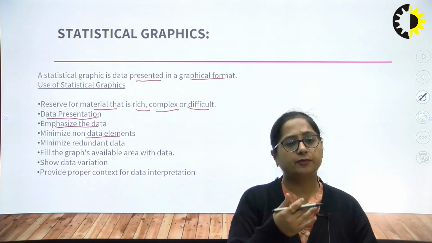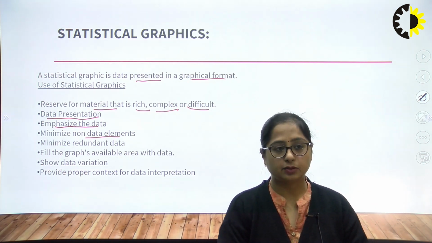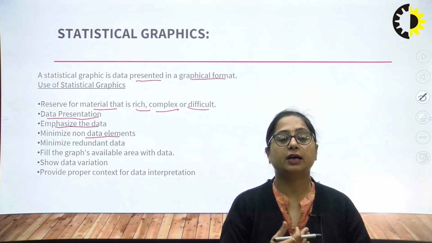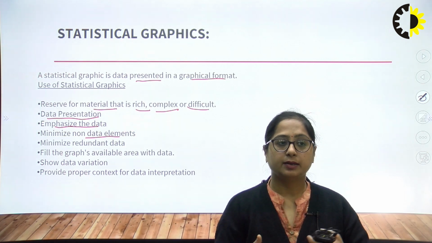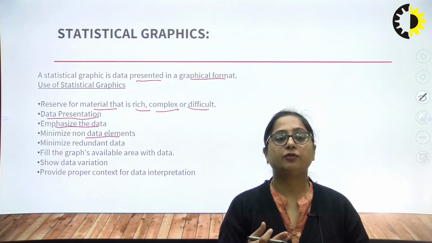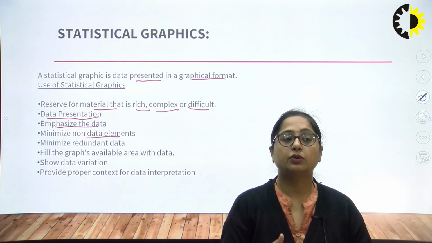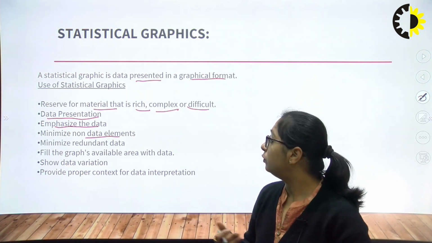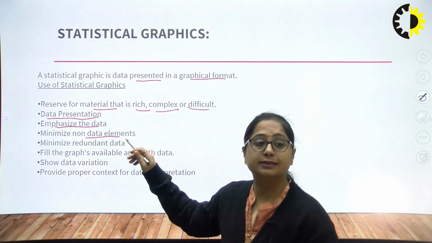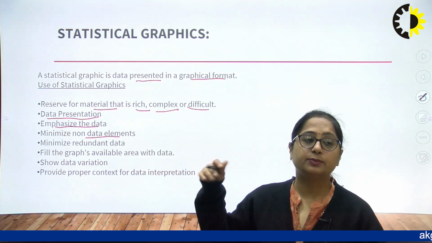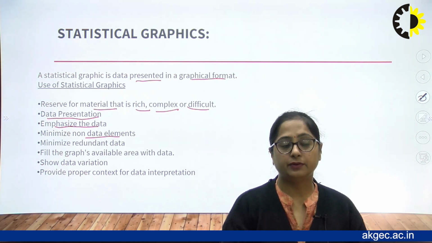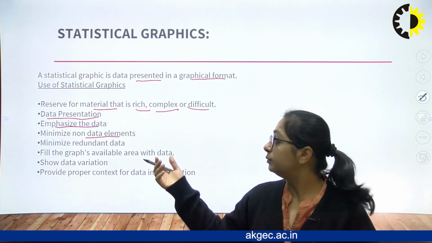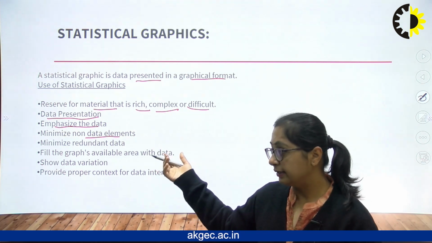The next use is to minimize non-data elements. Suppose we have 10 entries in our Excel, but we have to find the pros and cons, or the trends, based on only 5 entries in the column. So we minimize the non-data elements. Based on those 5 column entries, we just draw the graph and decide the presentation.